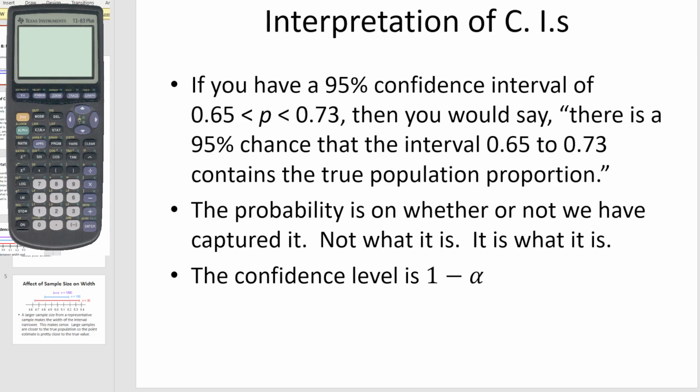We often refer to the confidence level as 1 minus alpha, where alpha is the complement of our confidence level. So if alpha is 0.10, then we'd be looking at a 90% confidence interval, because 1 minus 0.10 is 0.90.